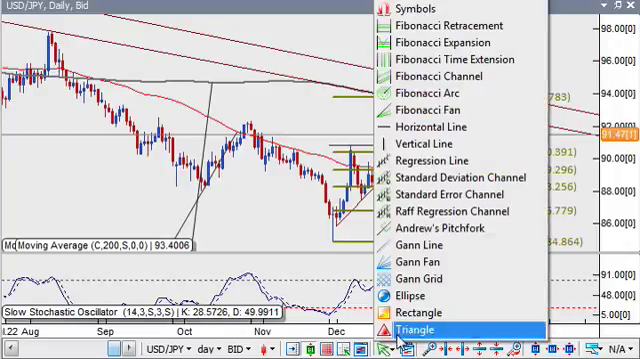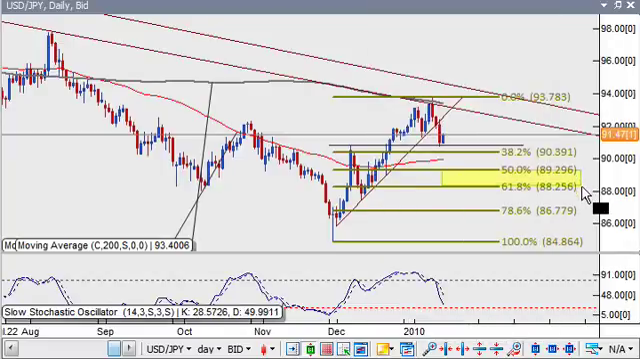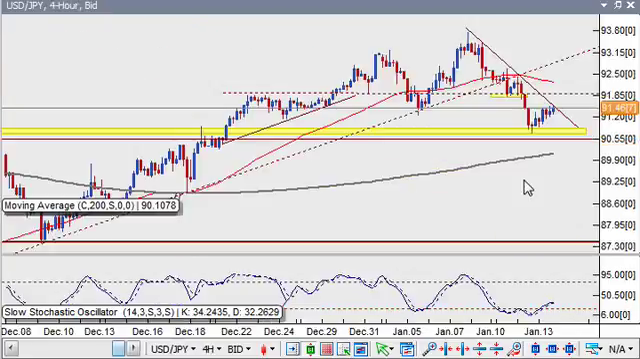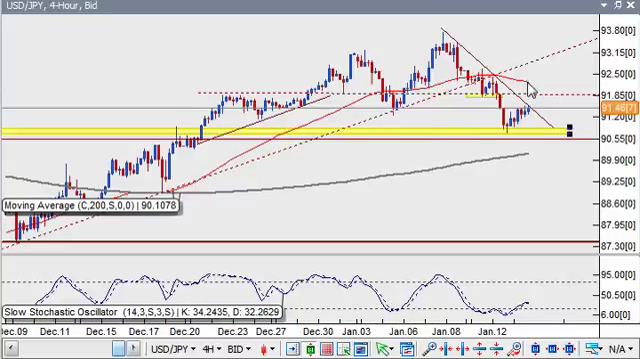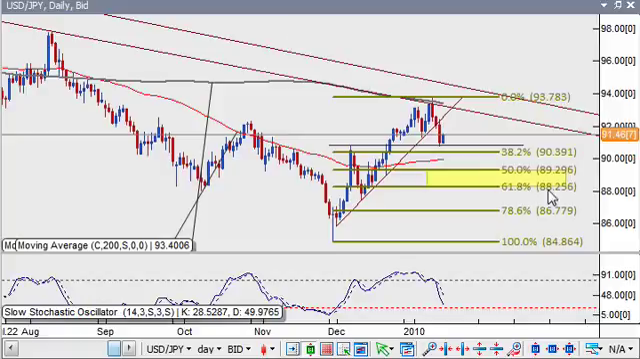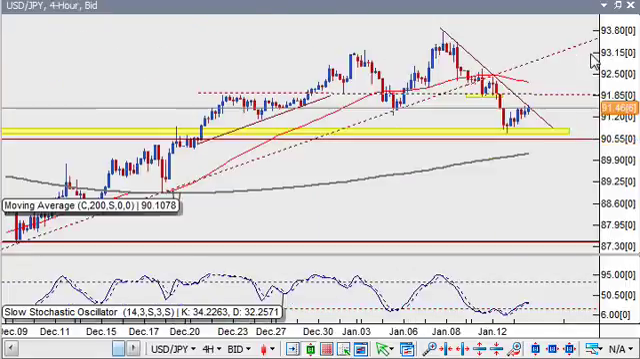possibly. If it's a 50% area, it's between 88.25 and 89.30. This is also the previous support here, you see. So in the Asian session, mind the support area and the resistance area, and if it breaks support, it has ways to go to 88.25 possibly, and if it breaks, then it would possibly revisit the 93 area.